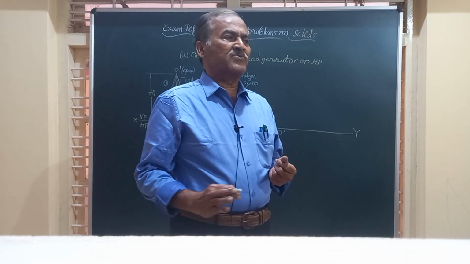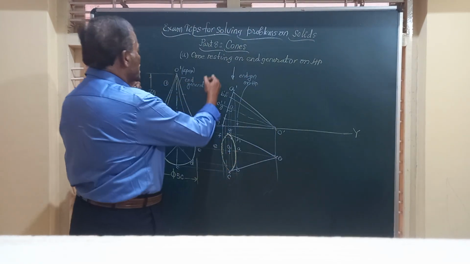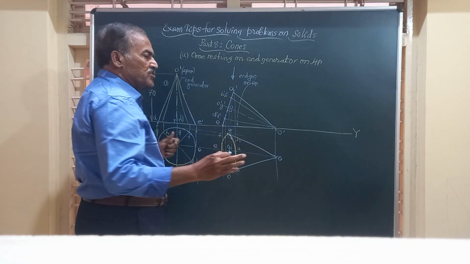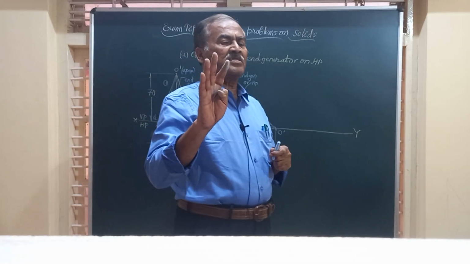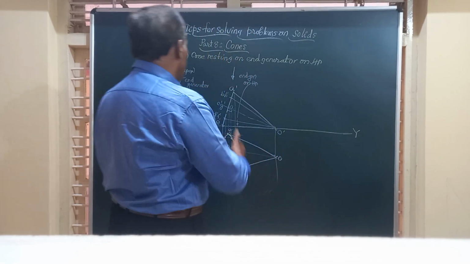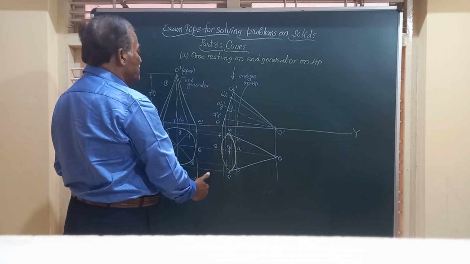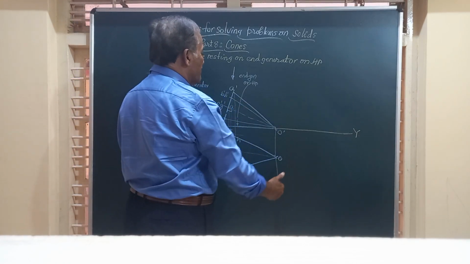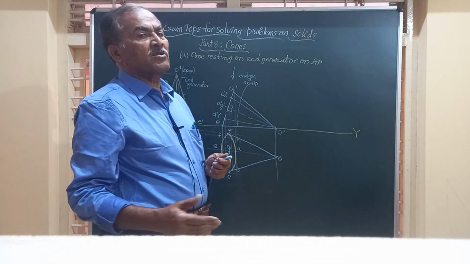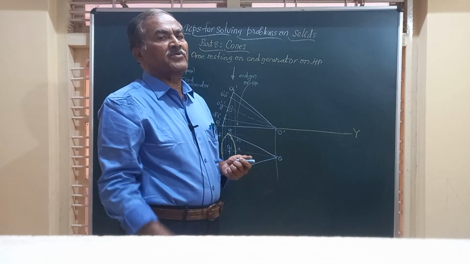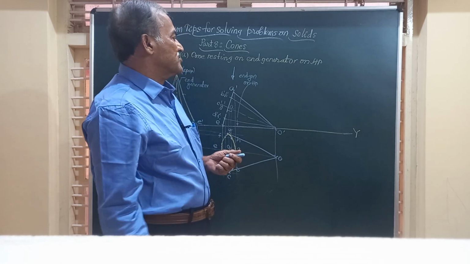And friends, if you have completed the portion up to here, I told you there will be 3 stages in the projection of solid. The first stage will fetch you 5 marks. This you will get 5 marks, totally 10 or 12 out of 20 marks. 2/3 of the marks you get.